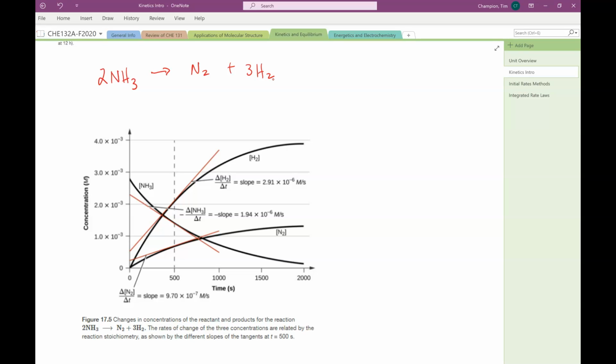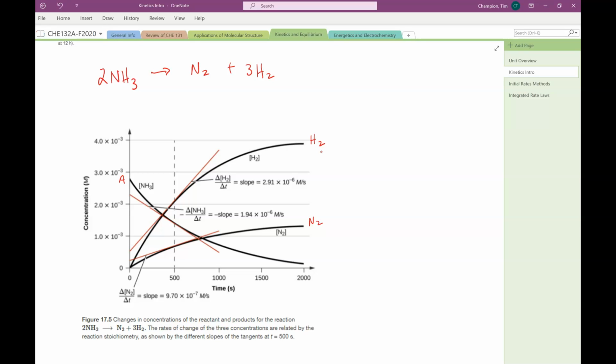And what you see is that, of course, ammonia here, so here's the ammonia one, what we see is the rate is going down. It's a negative number. If we look at nitrogen and hydrogen, so here's N2, here's H2, they're both going up, and the hydrogen rate seems to be going up a lot faster than the nitrogen rate, and the reason for that is the coefficients.